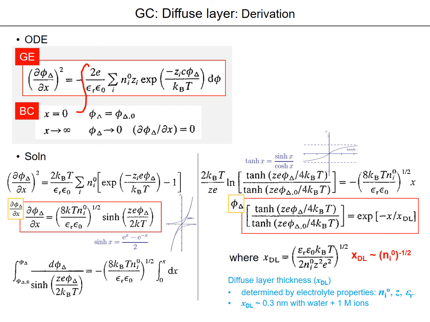If you are using a more dilute solution like 100 millimolar or 10 millimolar, then of course the diffuse length, I mean the thickness of the diffuse layer XDL, would increase with decreasing concentration. So maybe several nanometers or 10 nanometers or something like that as your concentration decreases.